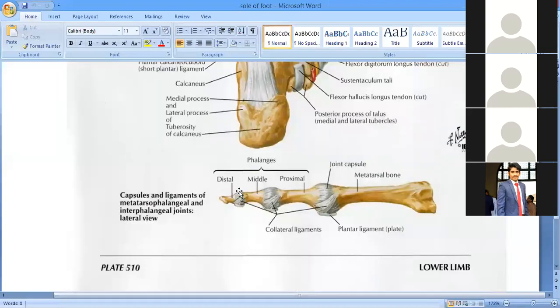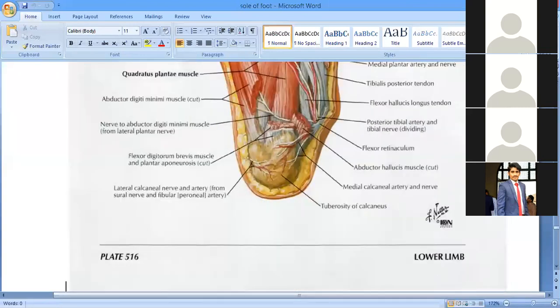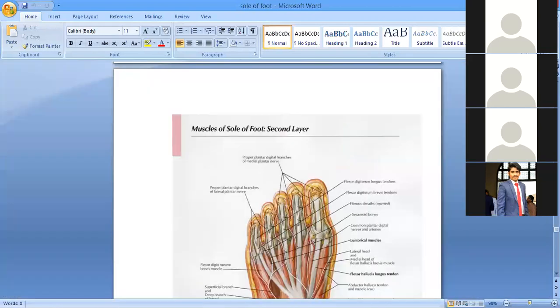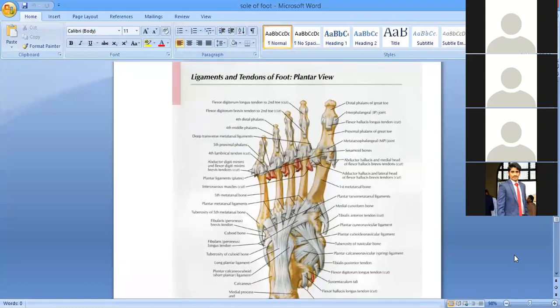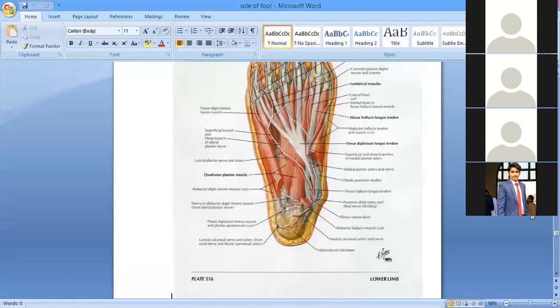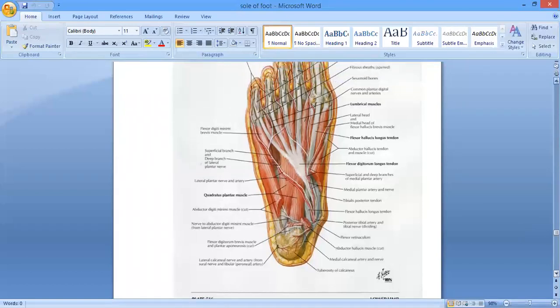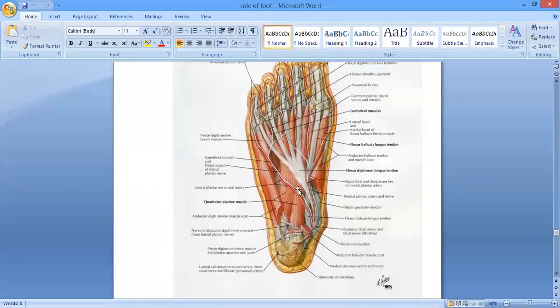Okay. Then on the second layer में कौन कौन से मसल्स थे बच्चे? Flexor digitorum longus. जी कौन कौन से मसल? शाबाश. जी. Lumbricals, Flexor digitorum longus, or lumbricals or flexor hallucis longus.